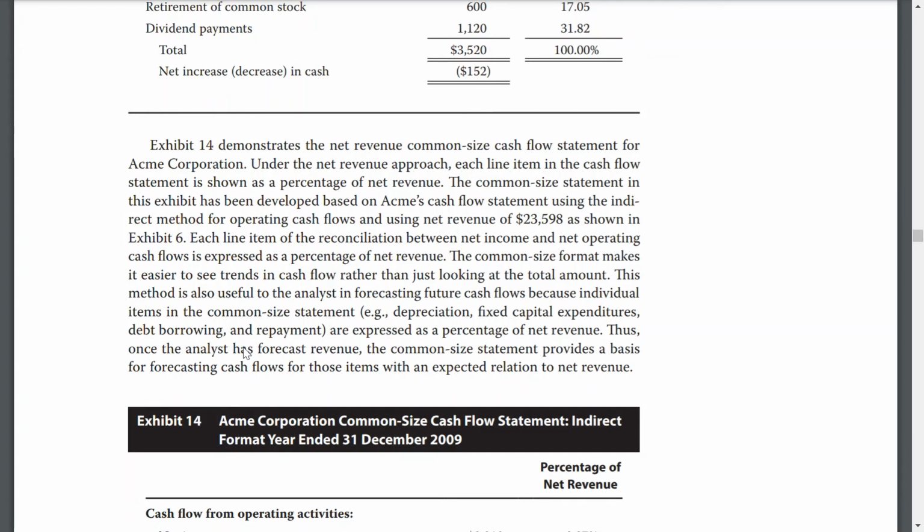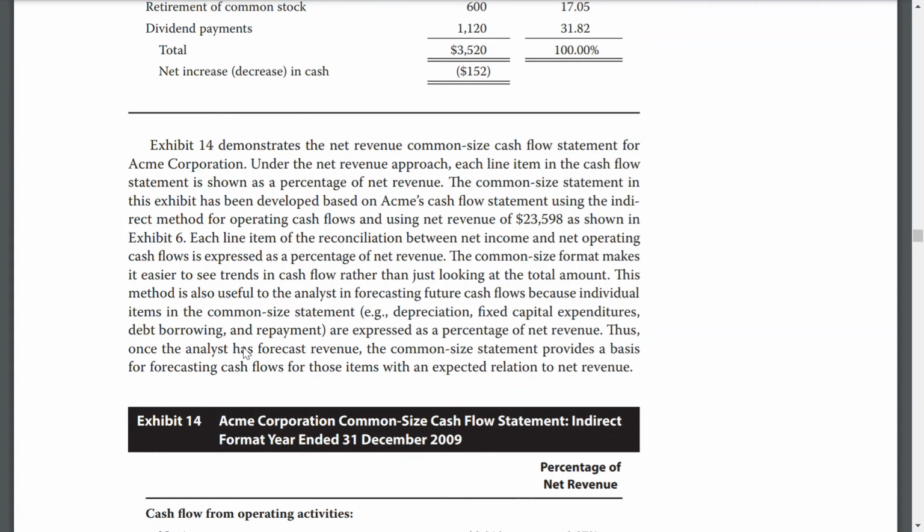In Exhibit 6, each line item in the reconciliation between net income and net operating cash flows is expressed as a percentage of net revenue. The common size format makes it easier to see trends in cash flow rather than just looking at total amounts. This method is also useful to analysts in forecasting future cash flows because individual items in common size statements are expressed as a percentage of net revenue.